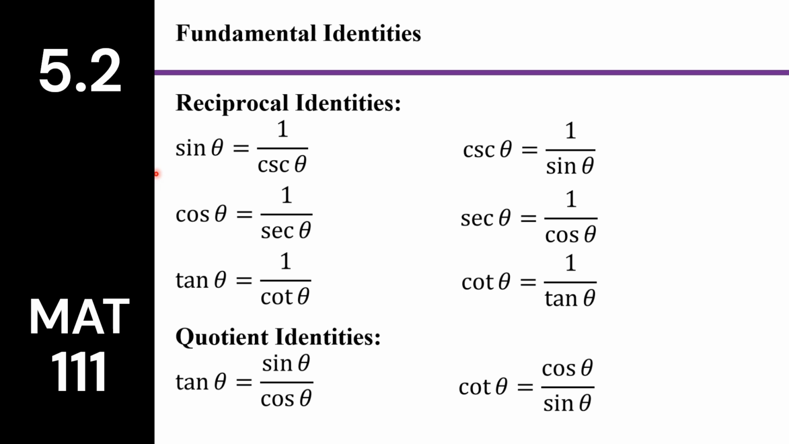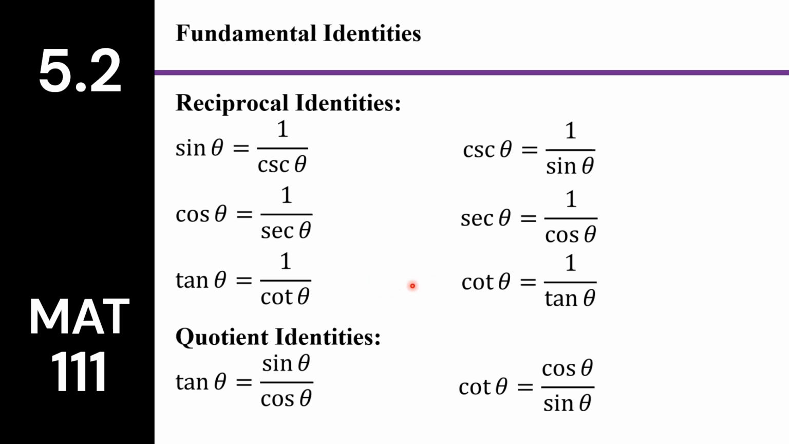Now we're going to look at some fundamental identities. Identities are equations that are always true, and you may have noticed that the sine is the opposite over the hypotenuse, and the cosecant is the hypotenuse over the opposite. So that makes those two reciprocals of each other. So it's always true that the sine is 1 over the cosecant, and the cosecant is 1 over the sine. These two trig functions are reciprocals of each other. The same is true for cosine and secant. They are reciprocals of each other.